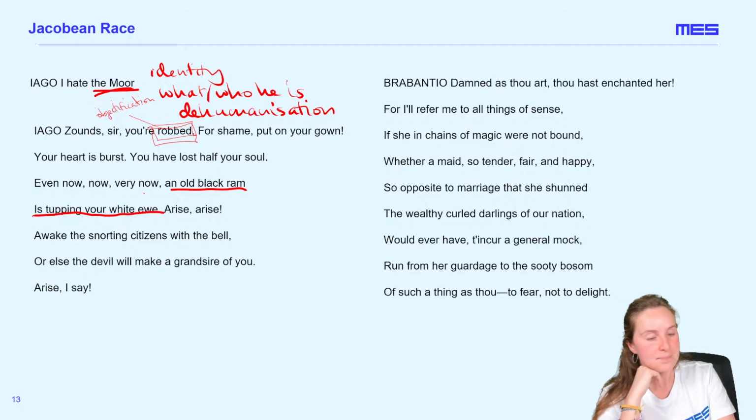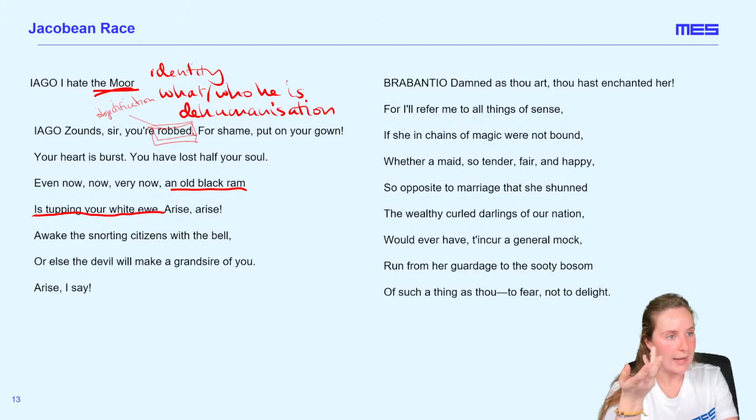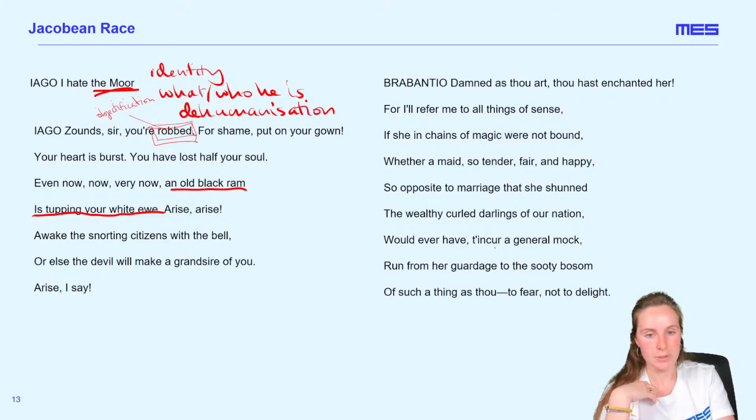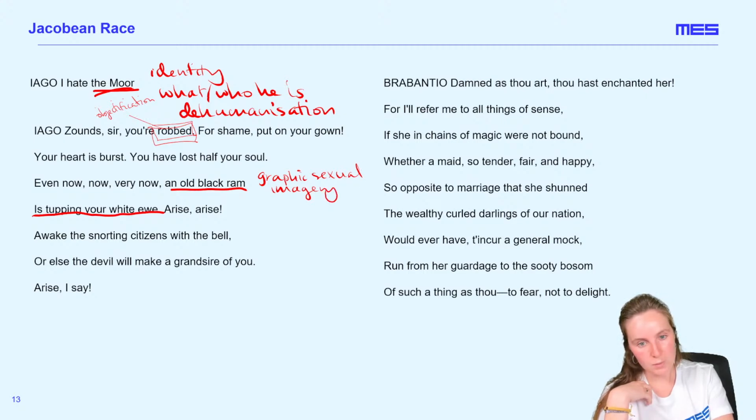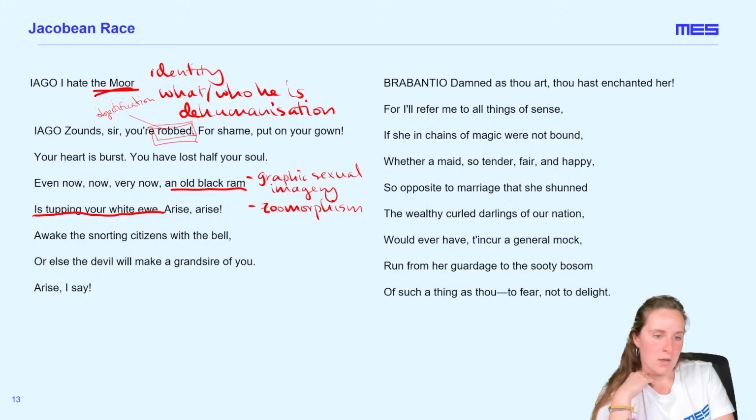Tupping is the kind of farmer's language of the time to talk about animal breeding. So not only is this graphic sexual imagery, but this is also talking about Othello and Desdemona being animals. So this idea of zoomorphism here, and of their relationship being one that is animalistic and bestial rather than human at all. And it reduces both of them to these animal roles.